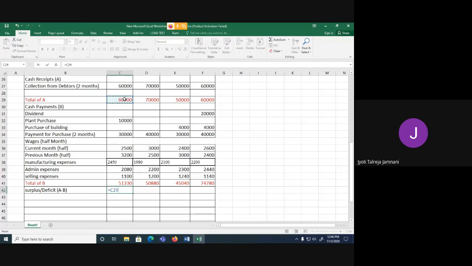So 60,000 is the receipt minus 51,330 is the payment. So you have a surplus of 8,670 for January. February: 70,000 is the receipt minus 50,880 payment. You have a surplus of 19,120 for February. March: 50,000 is the receipt minus 45,040 payment. You have a surplus of 4,960.